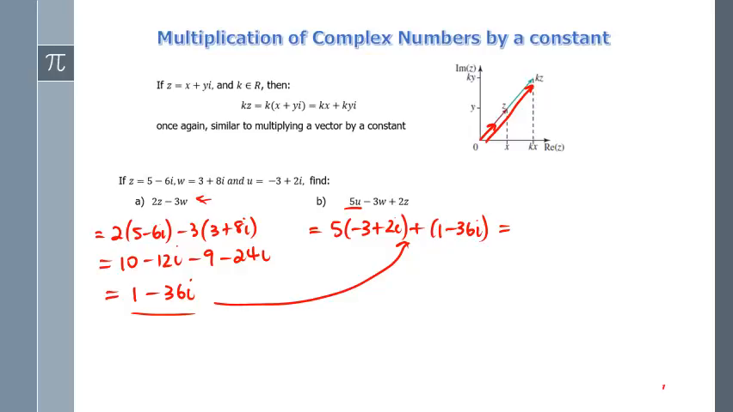That's going to give me 5 times negative 3 is negative 15. 5 times 2i is plus 10i. Plus 1 minus 36i. Okay, if we add our real components together, negative 14 and then minus 26i.